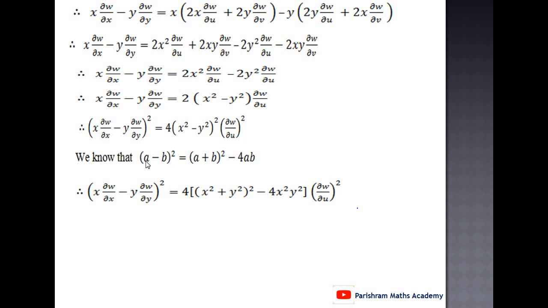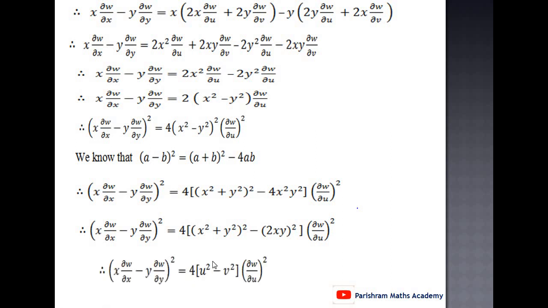Here a is same as x square, b is same as y square, and therefore (x square plus y square) whole square minus 4 into x square into y square, and therefore equal to 4 into [(x square plus y square) whole square minus 4x square y square, which is same as (2xy) whole square]. But x square plus y square is given function u and 2xy is v, and therefore equal to 4 into (u square minus v square) into (∂w/∂u) whole square, which is the required solution.